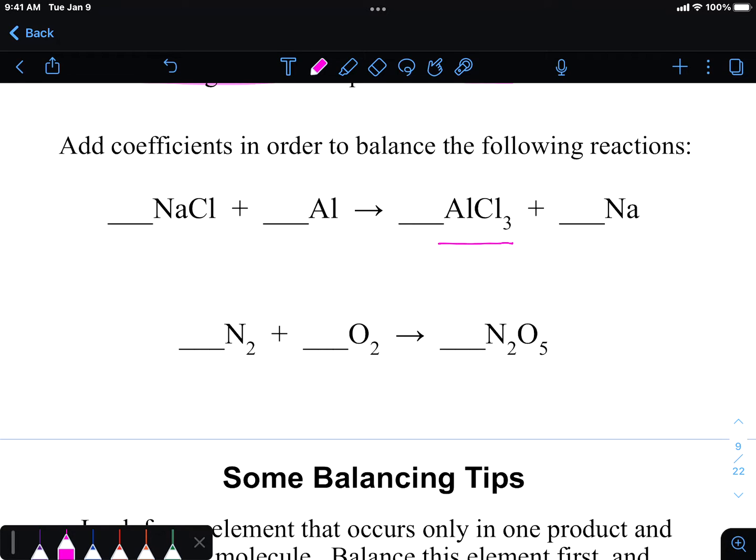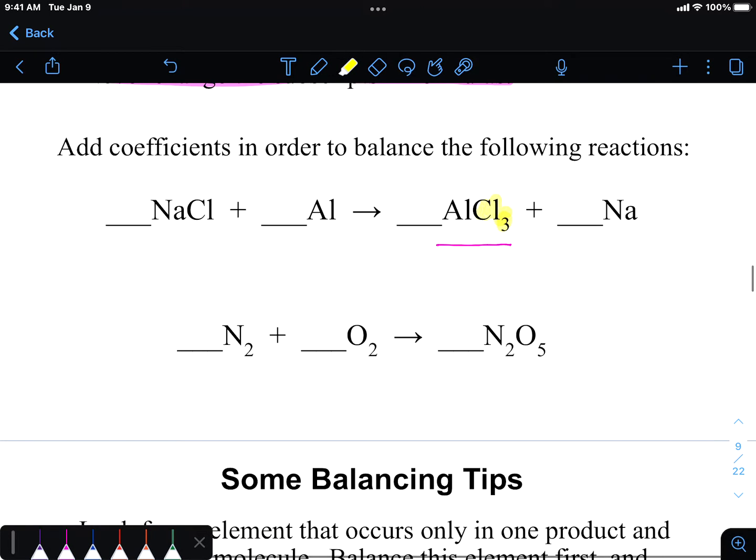I see there's 1 aluminum and there's 3 chlorines. So what I want to do is try to make the number of chlorine atoms the same on both sides. So currently, there's 3 chlorines here. To make there be 3 chlorines on the left side, I will need to multiply the formula of NaCl by 3. Okay. Now the chlorines are taken care of because there's 3 chlorine atoms on both sides. Now, by doing that, I have 3 sodium atoms on both sides.